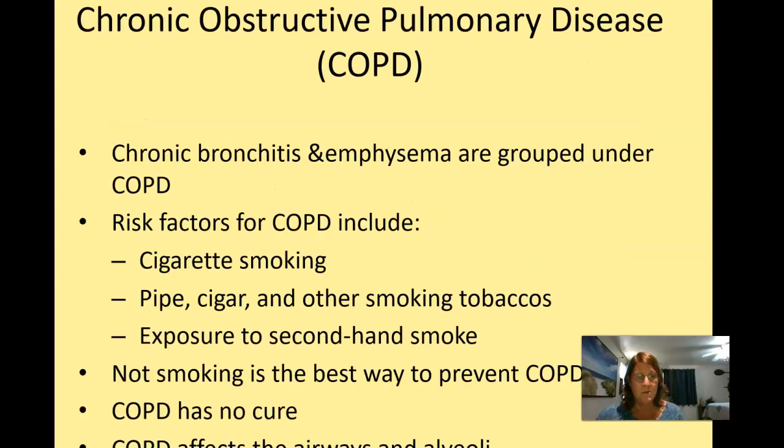But if a person has respiratory issues, a really common one is chronic obstructive pulmonary disease, or COPD. And COPD is chronic bronchitis or emphysema. So the number one cause of COPD is cigarette smoking. Number one cause, cigarette smoking. And cigarette smoking, pipe, cigar, and other smoking tobaccos can do it. And the next common cause is going to be exposure to secondhand smoke or exposure to pollutants, chemicals and pollutants that damage the lungs. So not smoking is the absolute best way to prevent COPD because it absolutely has no cure. And it affects the airways and the alveoli and is going to keep that oxygen and CO2 exchange from happening properly.